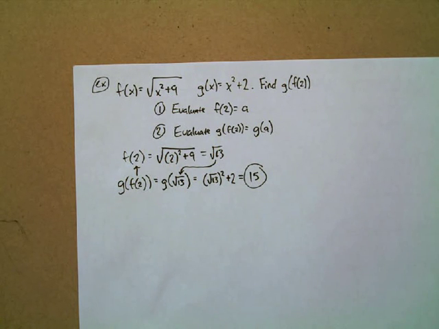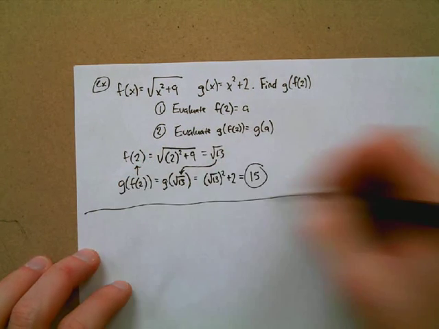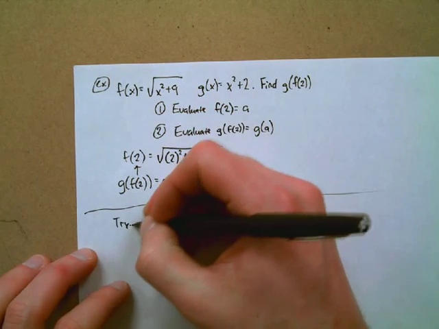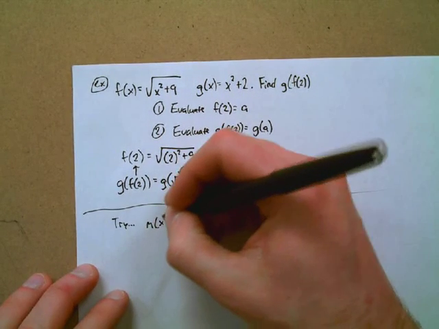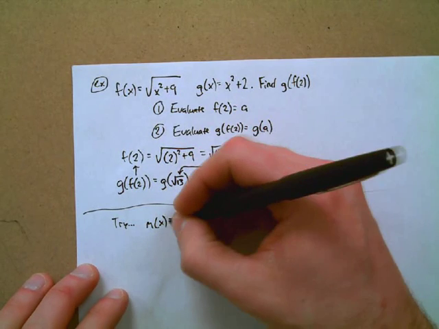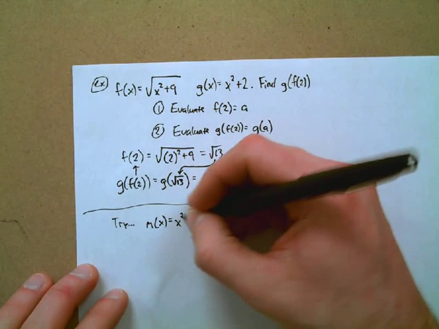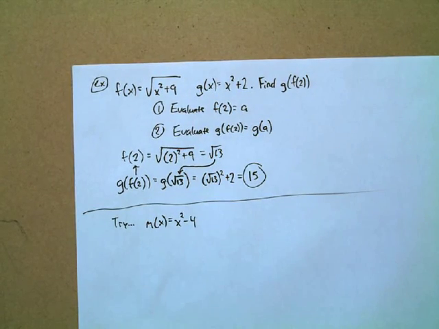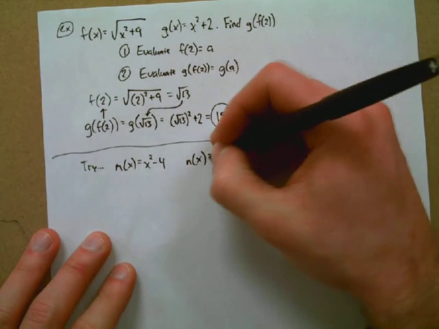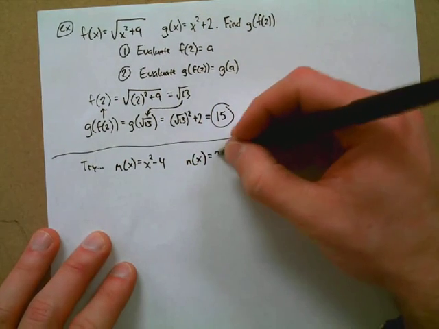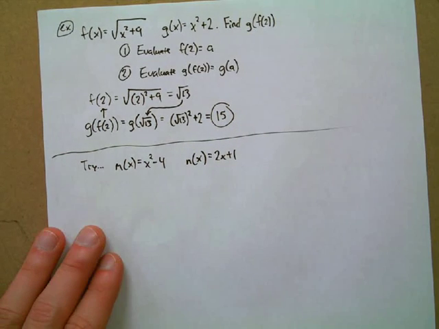All right, m of x equals x squared minus 4. n of x equals 2x plus 1. First, find m of n of 3. I should have named these better, I guess, but oh well.